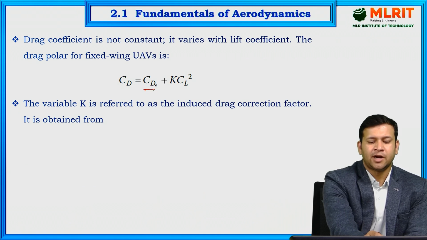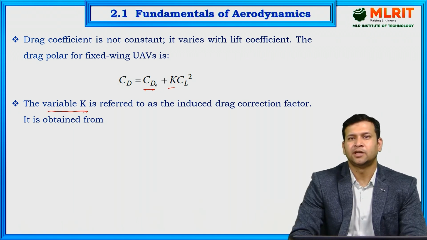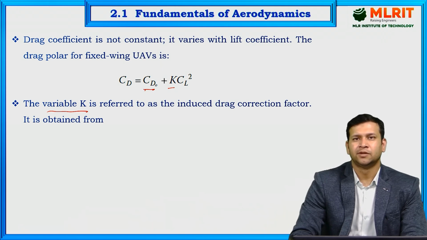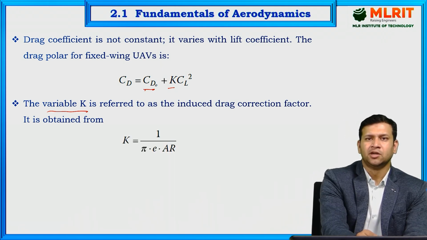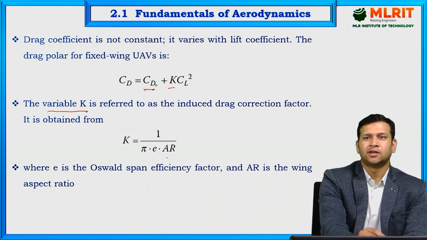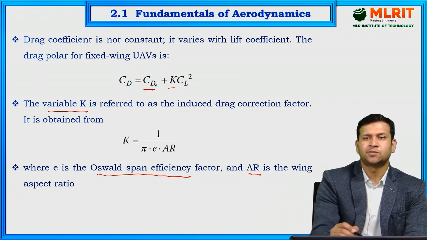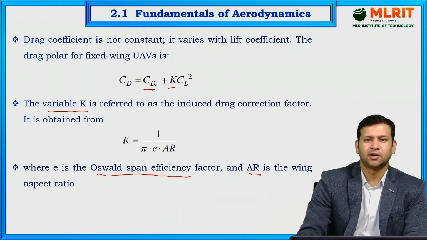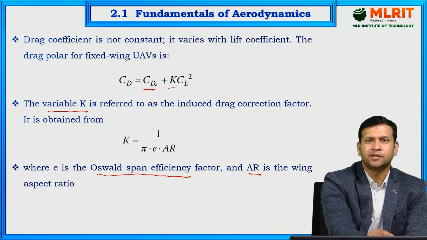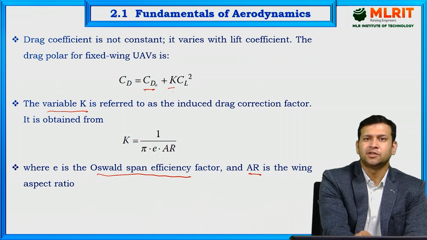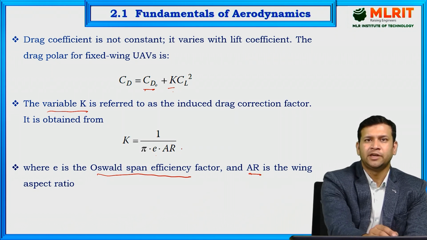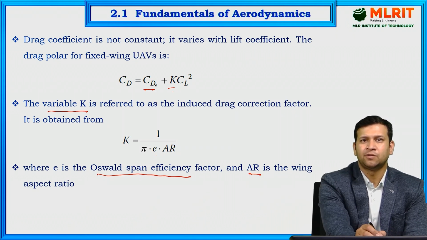CD naught is the zero lift drag. K is the variable referred to as the induced drag correction factor, which is obtained from K equals 1 by pi into E into AR, where E is the Oswald span efficiency factor and AR is the aspect ratio of the wing. From this equation you can see CD is dependent on K and CL, where K is dependent on Oswald's efficiency and aspect ratio. Therefore, CD is dependent on the aspect ratio of the wing and the coefficient of lift of the wing.